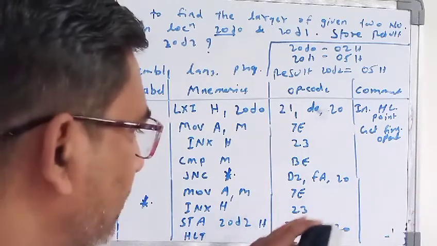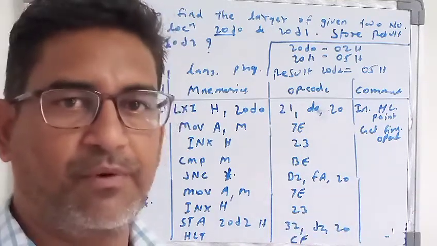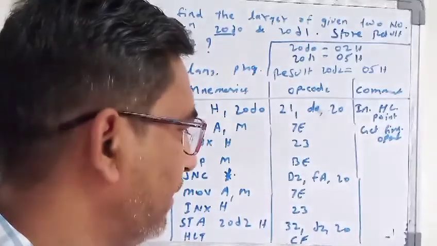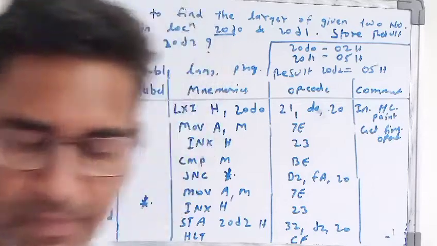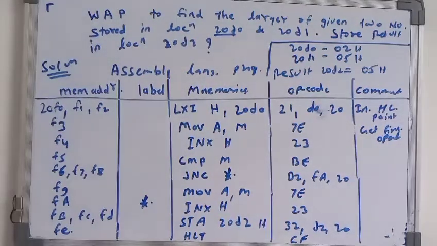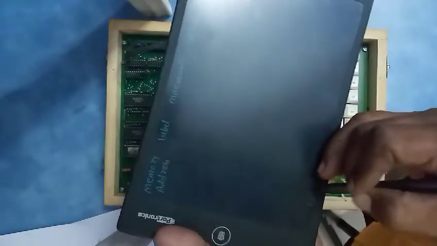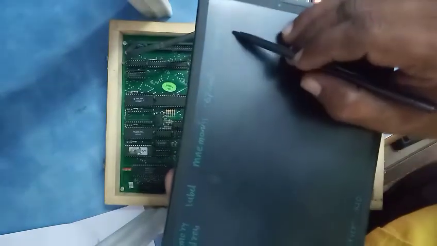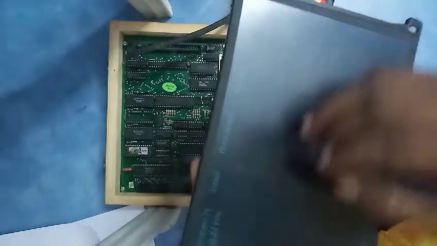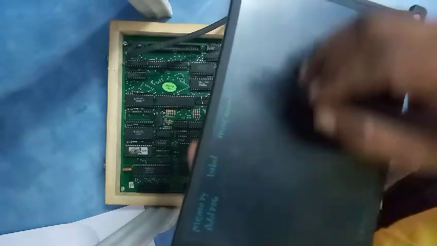So go for the kit, we will perform the result, and in the Anshuman kit we will display the result. Okay, to find the larger number from the given two numbers, what we have to do in this particular program: the memory address, label, mnemonics, opcode and the comment have to be written. You have to write down these things.